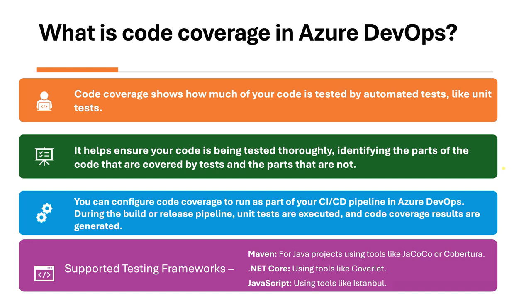Now let's see the supported testing frameworks. The very first is Maven for Java projects. If you are using JUnit, for example, as a unit test, then you can utilize a tool called Jacoco or Cobertura. If you are using a .NET application, .NET Core, then you have a tool called Coverlet, and if you are using JavaScript, you have a tool called Istanbul. These are the frameworks you are going to use when you run automated tests for your application.